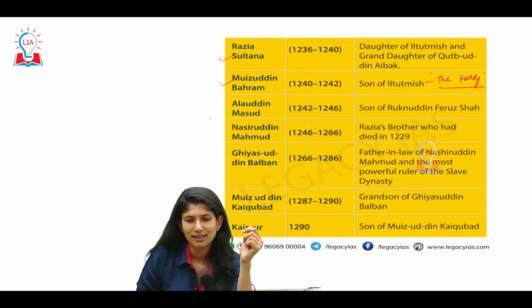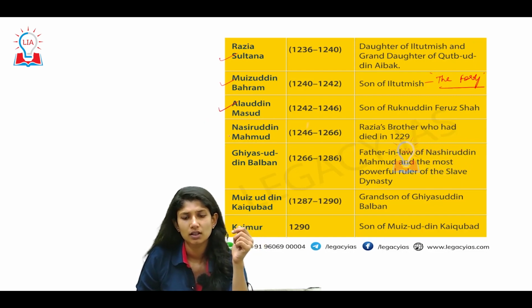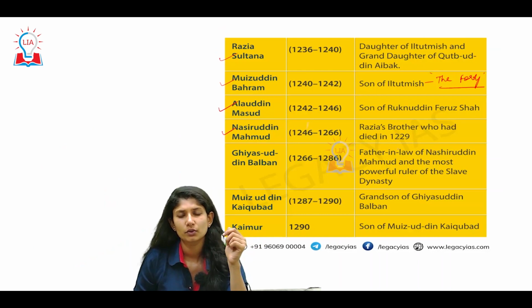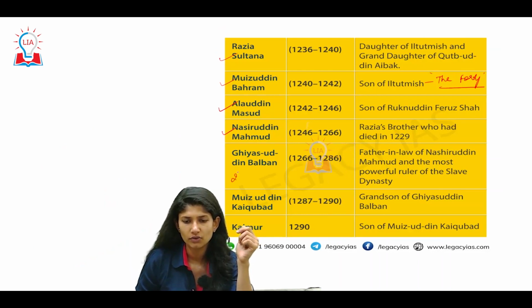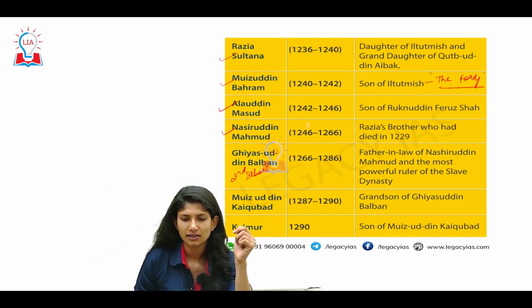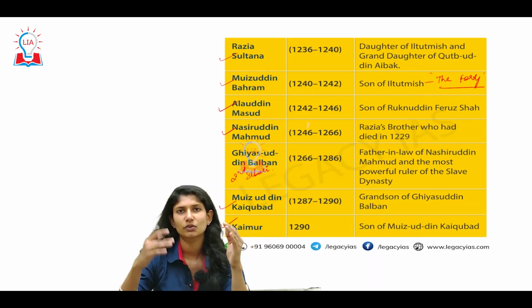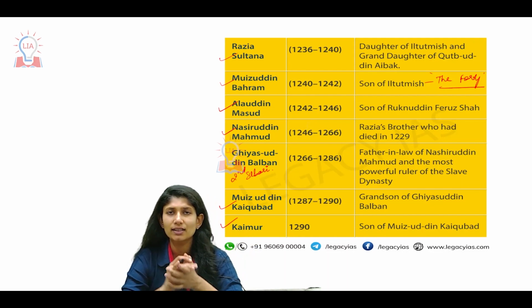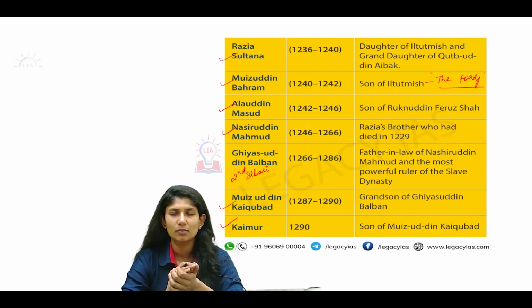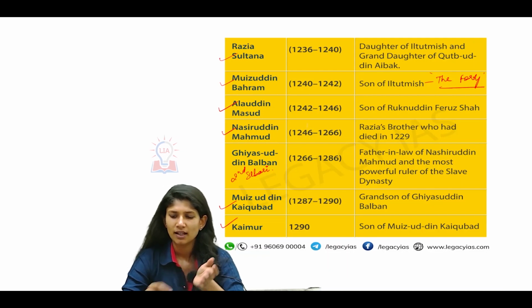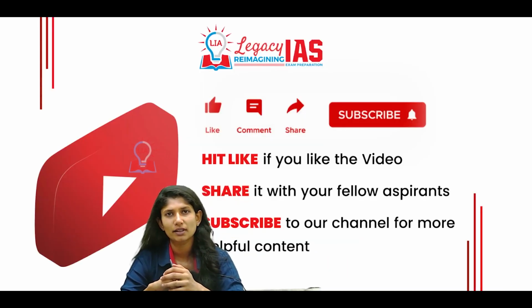Next are Alauddin Masud and Nasiruddin Muhammad. Then comes Ghiyasuddin Balban, an important ruler, where the second Ilbari dynasty begins. Next are Kaikubad and Kaimur, and then come the Khiljis. This is the summation of the political part of the Ilbari or Mamluk dynasty. That's it for the content on the political part of the Ilbari dynasty.